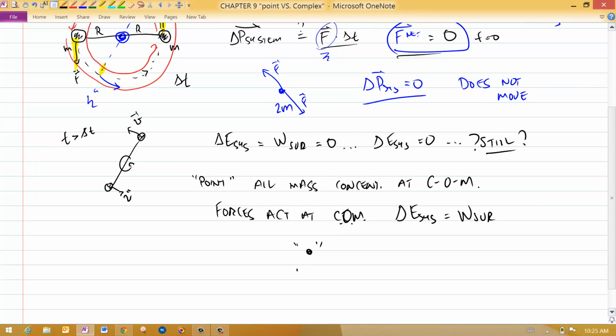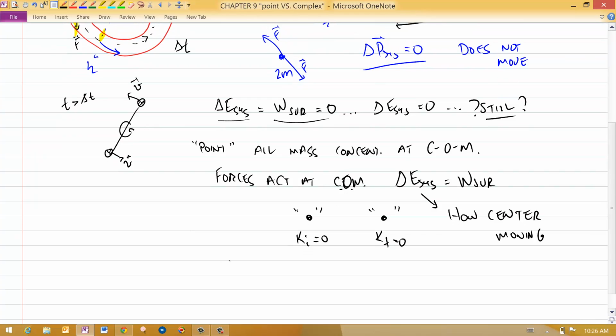In our system, I've got k initial is equal to 0. For this fictitious point particle, in my final state, I've got k final is equal to 0. What this is telling you is how is the center of the system moving? And since the net force from the surroundings is 0, the work from the surroundings is 0, and the center of mass of the system is still at rest.